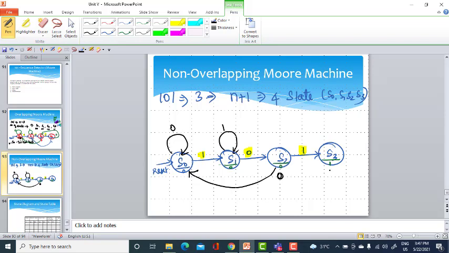Now the difference between non-overlapping and overlapping lies here. The sequence that we are going to detect is 1 0 1. If you have 1 0 1, you are in state S3 now. Now you are going to receive 1. In non-overlapping, when you received 1, you moved to S1.